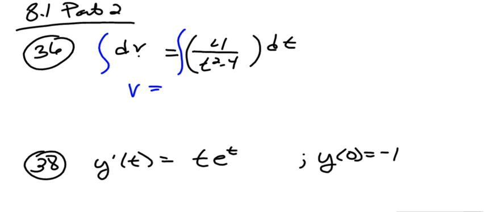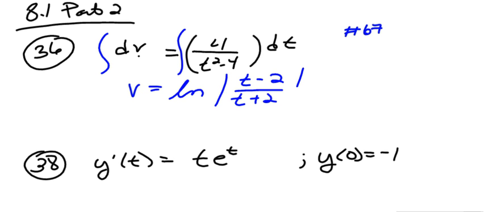I know that this looks like a tangent inverse function, but actually, if you look in the back of our book, there is a list of antiderivatives. And if you look for number 67 on the list, we have what the antiderivative would be for this function. It should be ln of the absolute value of t minus 2 over t plus 2, and then plus c because it's indefinite.